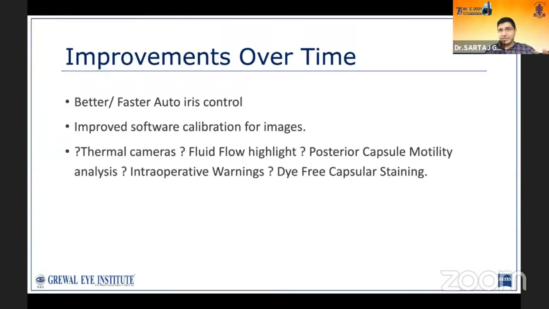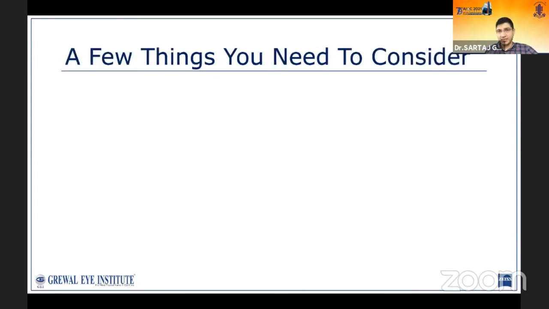We can have dye-free digital capsule staining, which can be made possible. The machine can actually be trained with surgical videos and can again help us anticipate possible complications during the surgery and warn us before the complication actually occurs.